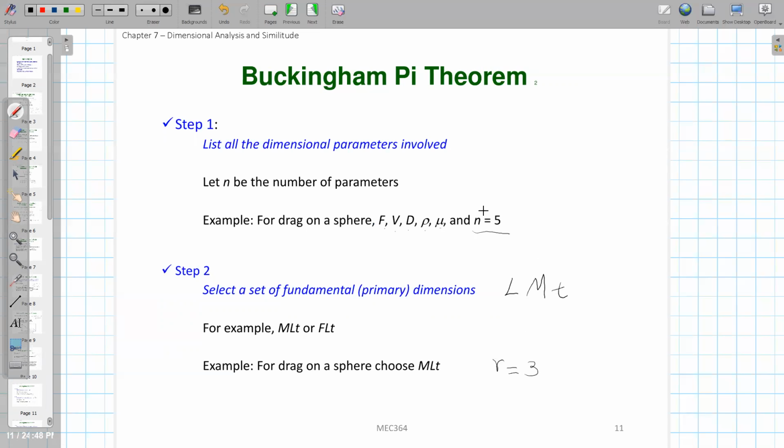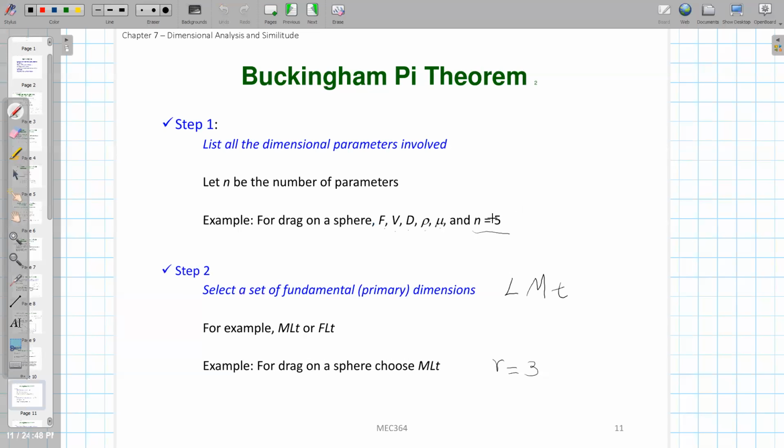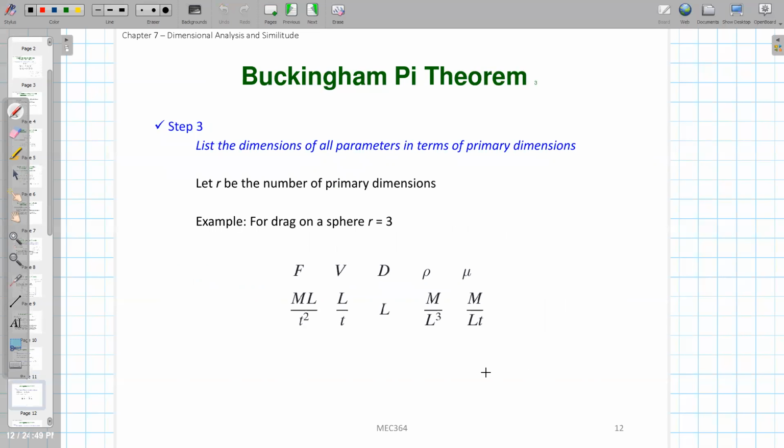So now r equals 3. What does it mean? Remember, this m usually is equal to r, right? Which means you have 5 here, you have 3 here. You know this 5 minus 3, at the end you will find 2 dimensionless parameters. 5 minus 3.